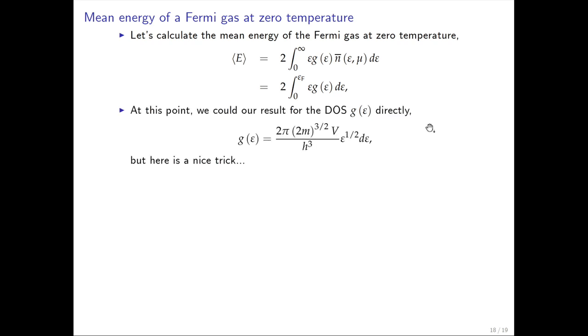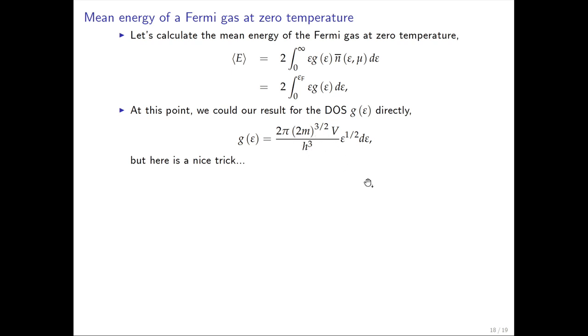And so we can do that. If you look in the textbook, he does this. We could just plug this into that integral, and we have all these constants, and we have this epsilon to the 1/2. This epsilon to the 1/2 gets multiplied by that epsilon, so it becomes epsilon to the 3/2. But we have all these constants outside.